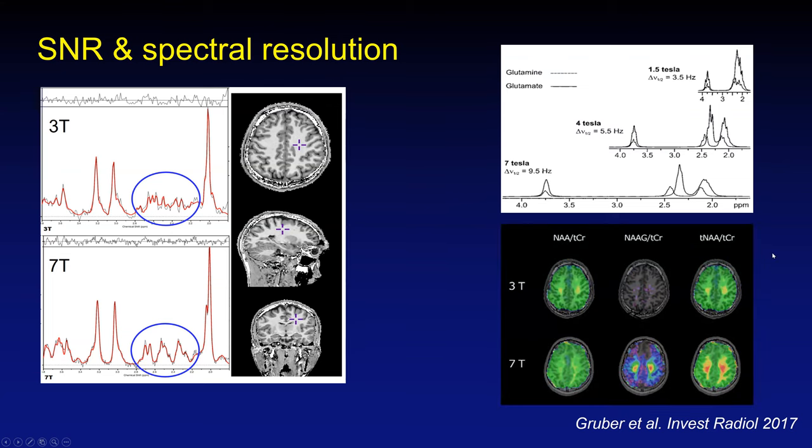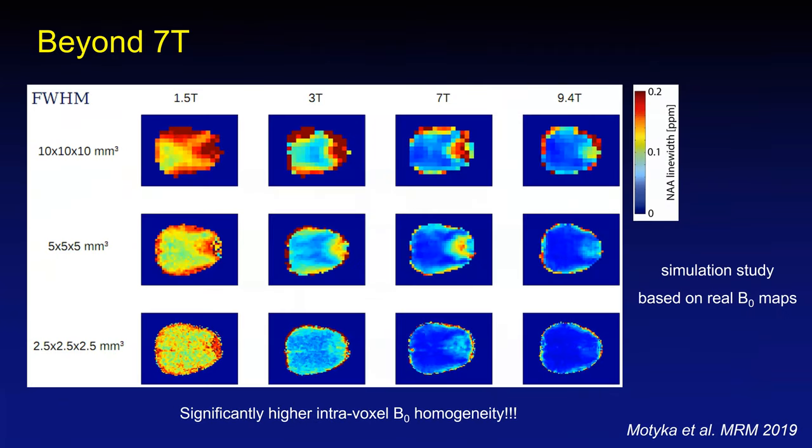And on top of this, you can also separate other metabolites. For example, you can separate at 7 tesla the NAA signal and the NAAG signal quite nicely, which you could not do at 3 tesla. This NAAG is the signal here next to the NAA peak. So I think J-coupled metabolites benefit mostly at ultra high field. And you benefit especially when you go to even higher spatial resolution.